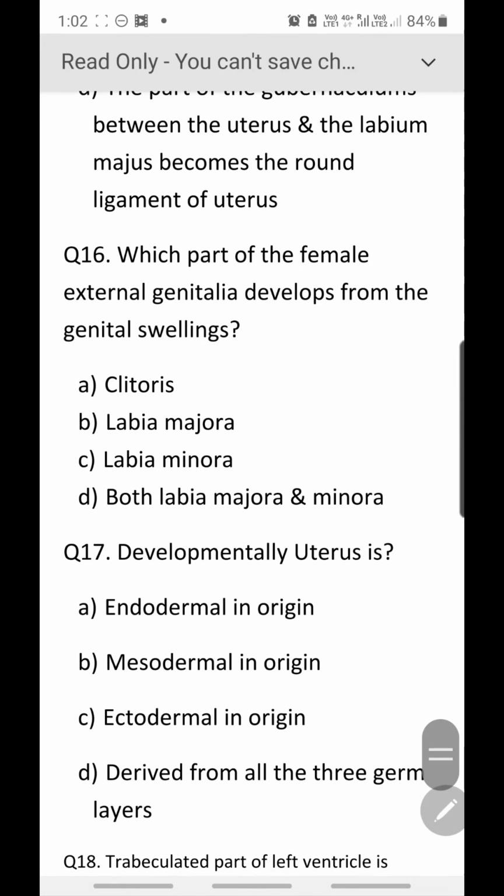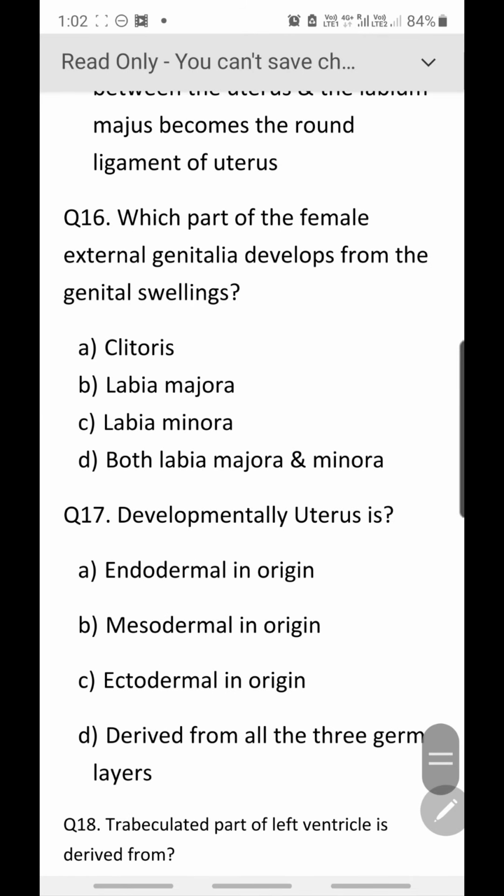Okay, question number 16. Which part of the female external genitalia develops from the genital swellings? Clitoris, labia majora, labia minora, both labia majora and minora. Which part develops from genital swellings? The answer will be only labia majora. Okay.